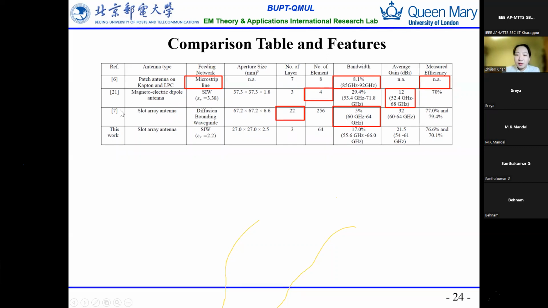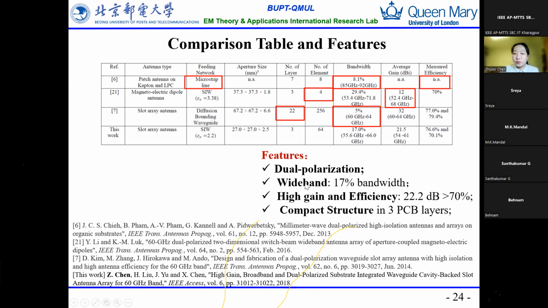For this antenna in paper number 7, they use differential bonding waveguide for the fabrication, which is very high cost. We only use PCB to achieve comparable efficiency with this one. That means we make it low cost and have enhanced results.